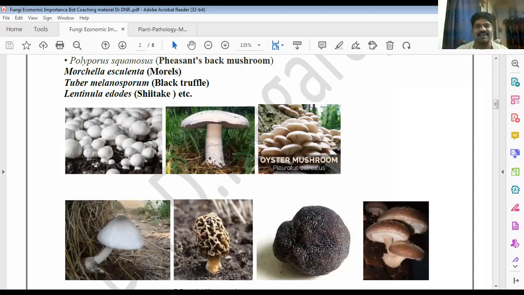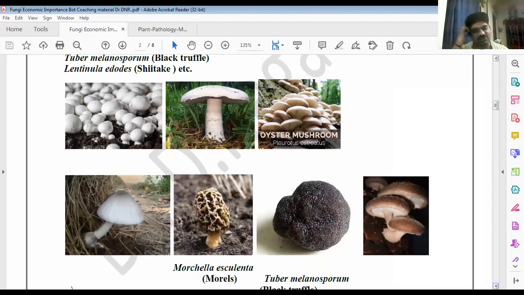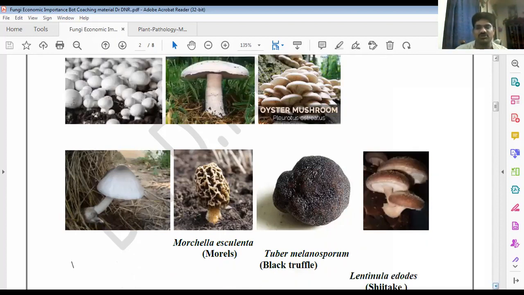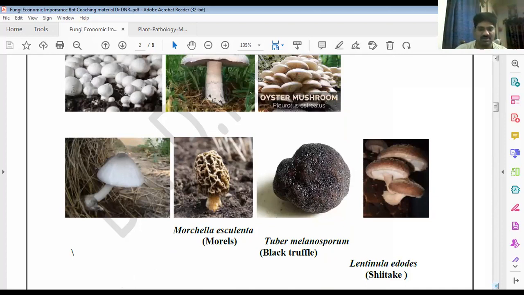But it is a highly costly mushroom, a medicinal mushroom. Okay, and Tuber melanosporum, like a truffle, and Lentinula. That is also one of the highly valuable mushrooms. You know the tuber mushroom is like the black truffle. This is also a very costly mushroom.